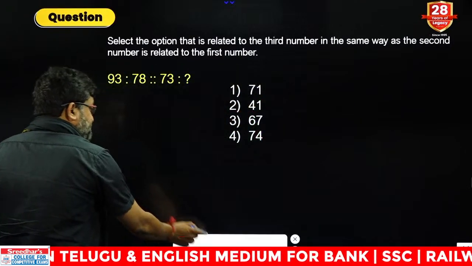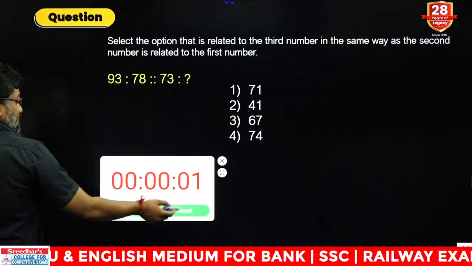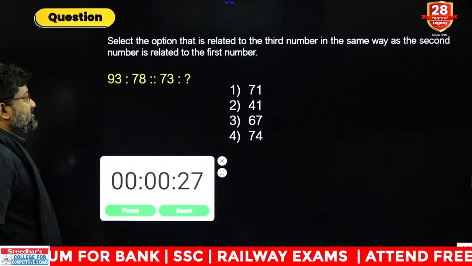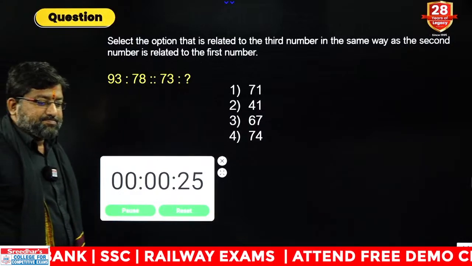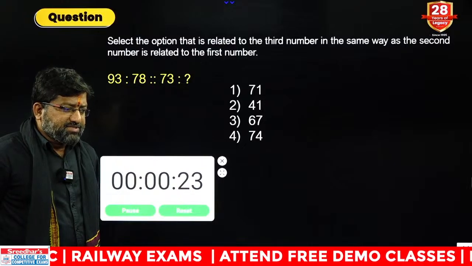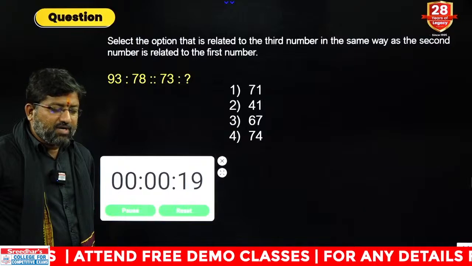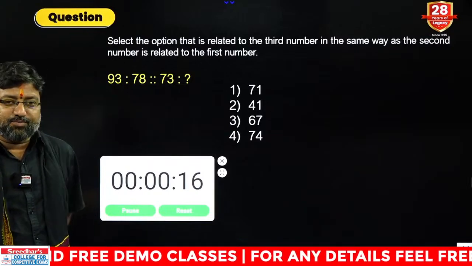Let's see this. Chalo, 30 seconds. 93, 78, 73, and what should be my answer? Come on. All those who are watching this session live, if you are live, please respond with your answers.